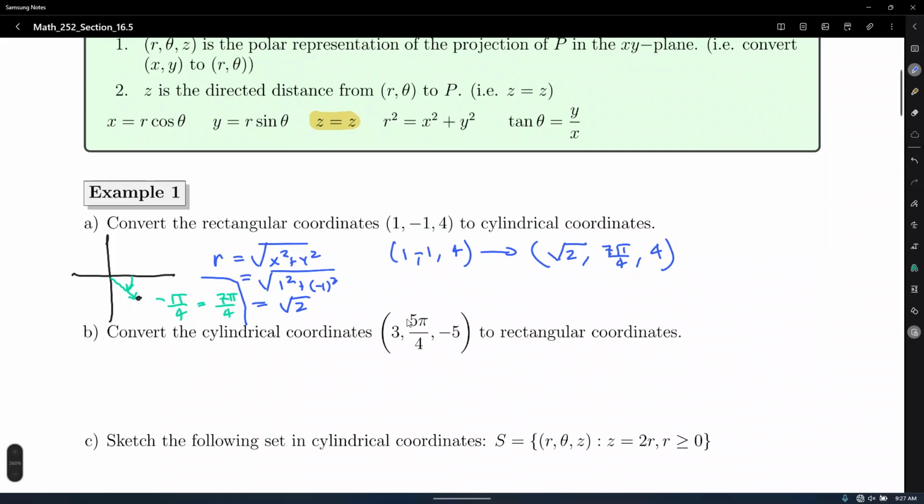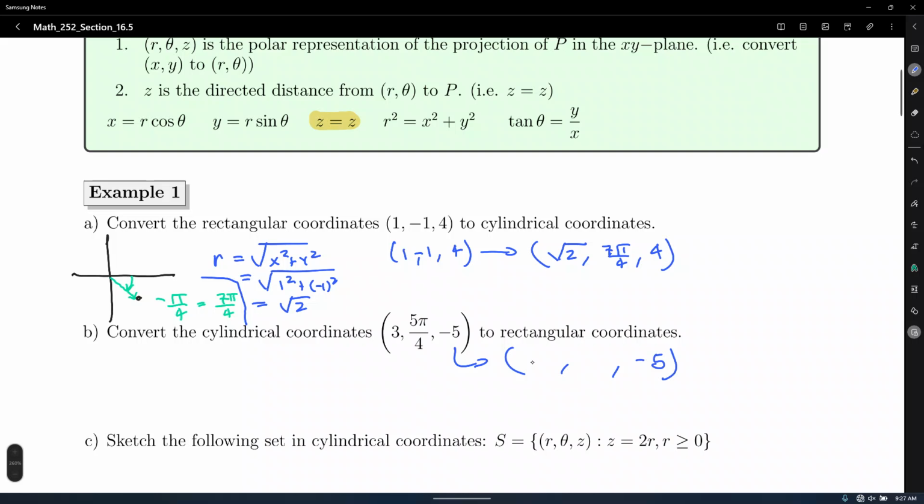Now let's do the reverse. Convert the point in cylindrical coordinates back to rectangular. Well, we have a freebie already because that is blank, blank, negative 5. So z doesn't change. Z remains the same.